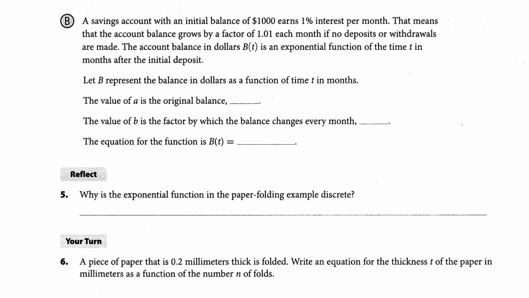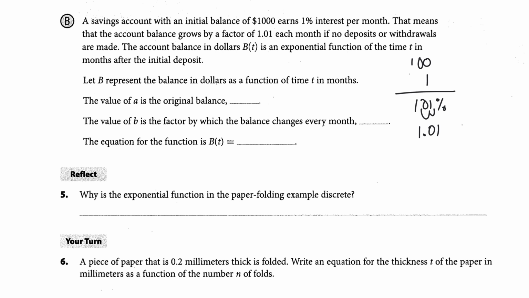A savings account with an initial balance of $1,000 earns 1% interest per month. That means that the account balance grows by a factor of 1.01 each month. That would be 100% originally plus the 1% it grows each month is 101%, but written as a decimal, you move that 2 spots, so 1.01. That's where it comes from. And that is if each month no deposits or withdrawals are made.